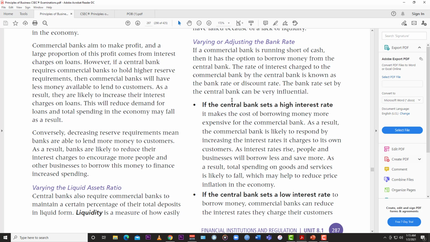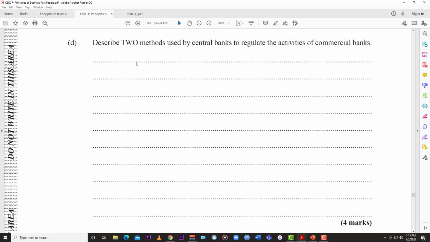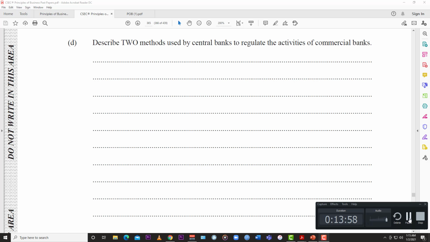So that's another way in which the central bank can control or regulate the commercial banks. It can regulate how much interest rate they can charge on their loans based on how much they in turn are charged for borrowing from the central bank. So all those are ways in which the central bank can control or regulate the activities of the commercial bank. So you choose any two, you describe them, and you get your 4 marks.